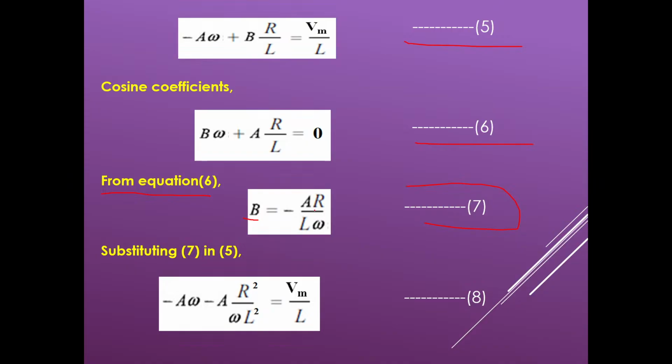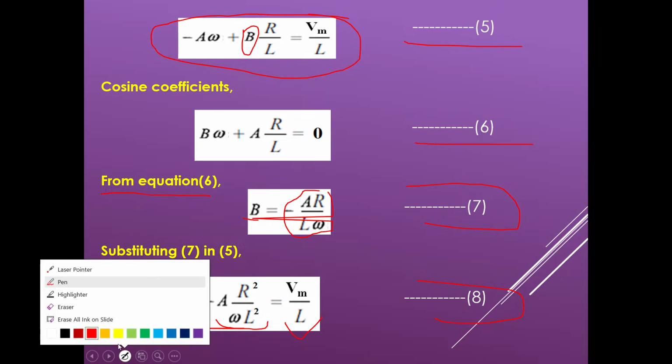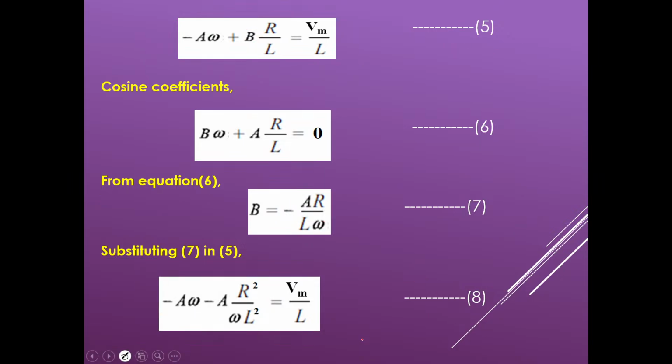Now I know B in terms of A, so I can substitute this equation 7 in equation number 5. Instead of B, you write minus A R by L ω. If you write that, you will get minus A ω minus A R square by ω L square equal to V_m by L. Consider it as equation number 8. If you are writing it down, write quickly.